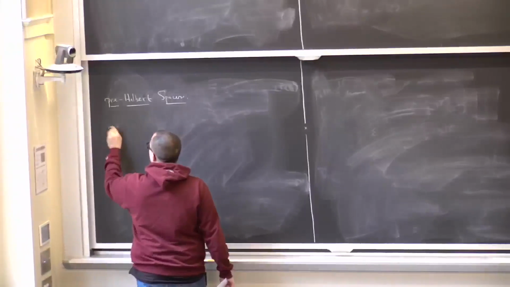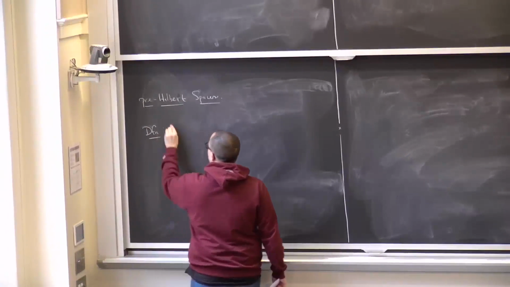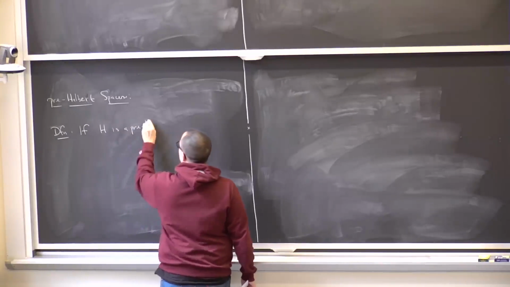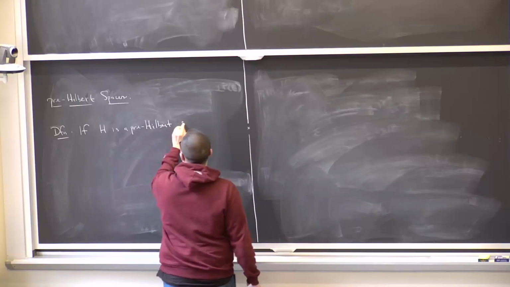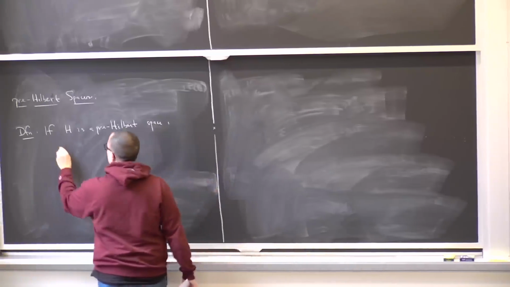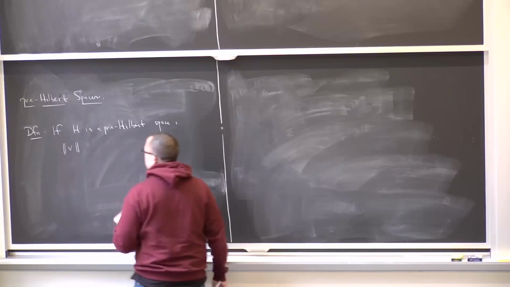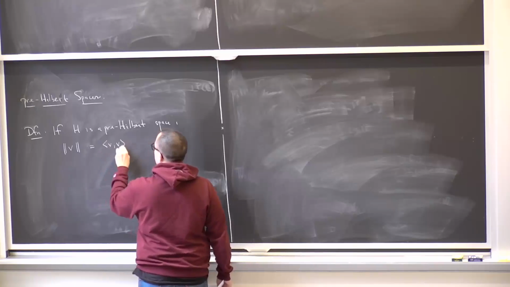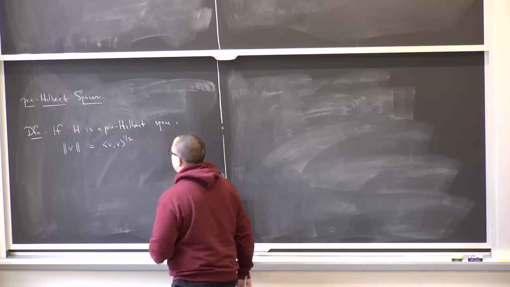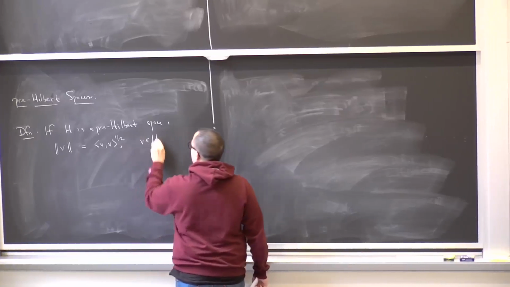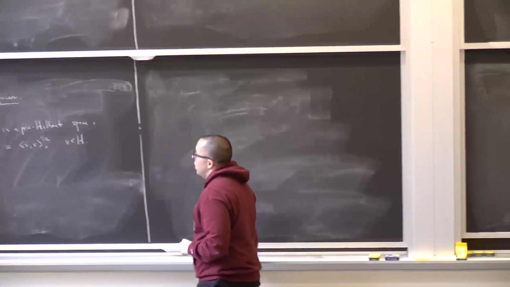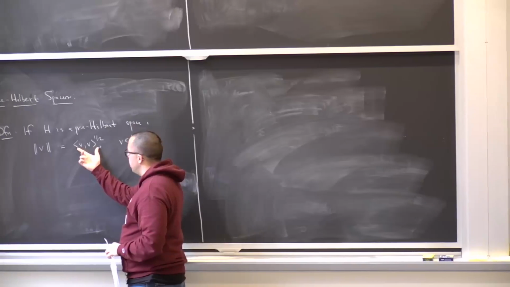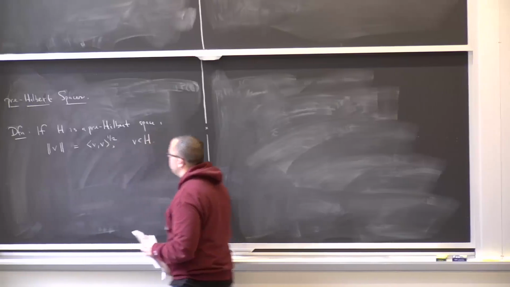So let me actually just recall that we defined before, if H is a pre-Hilbert space, what we called, using this norm notation, although I haven't proved it's a norm yet, to be the inner product of V with itself raised to the 1/2 power. And this is a non-negative real number, so taking the 1/2 power is meaningful.